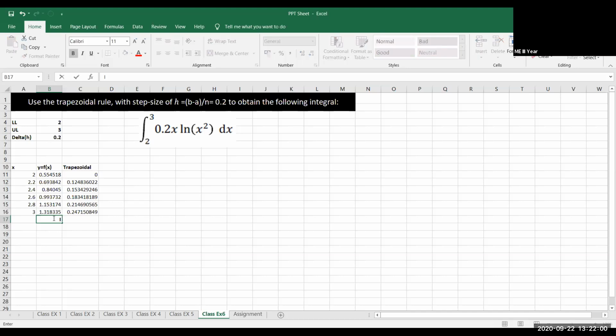Here you will find the integration. So I am writing I for integration equal to the summation of all areas. Sum from here to here, close the bracket, hit enter, and you will get the result.